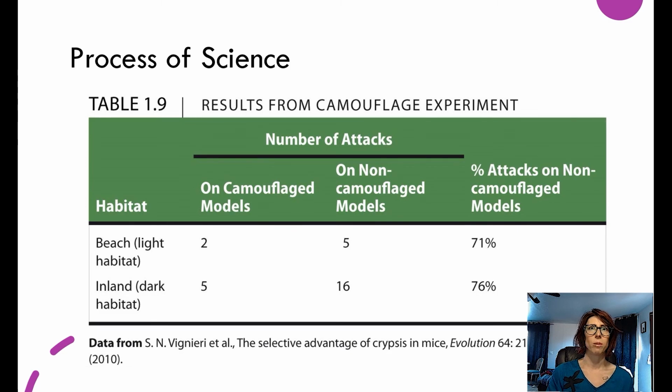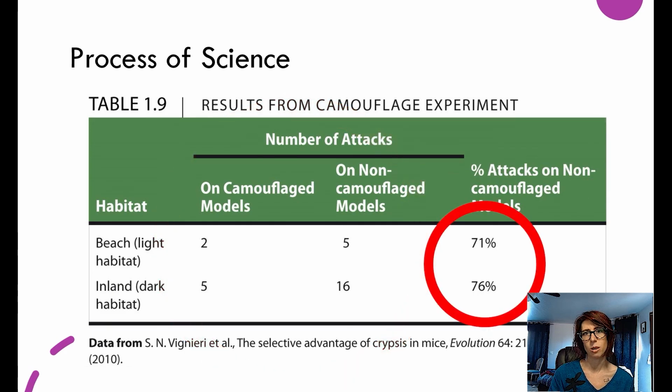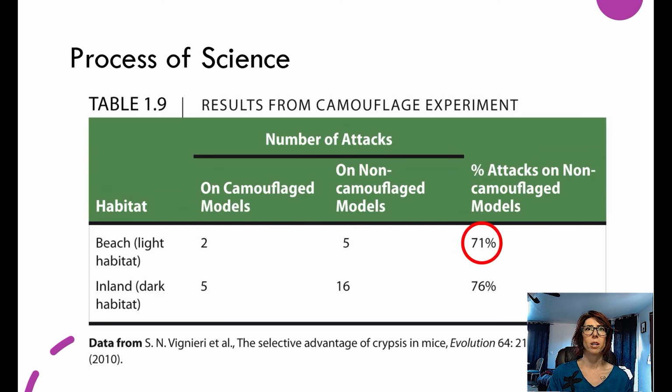And then you can take a ratio. This is the percent of attacks. This is the data analysis part. So this is where you analyze the data. This is the data, and this is analyzing it to see what it means. 71% of attacks on the beach happened to models that were not camouflaged. So the majority of attacks happened to non-camouflage models, brown models on a white beach.